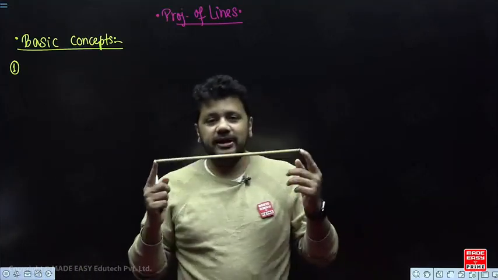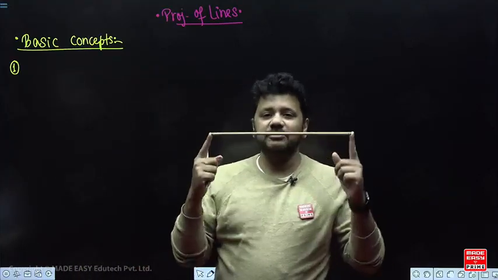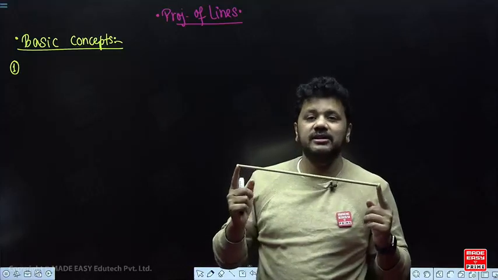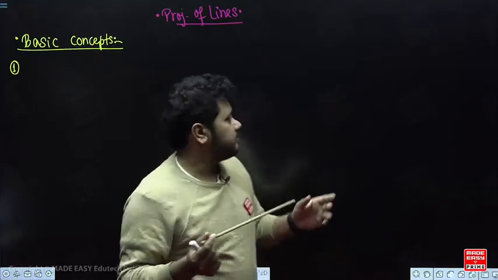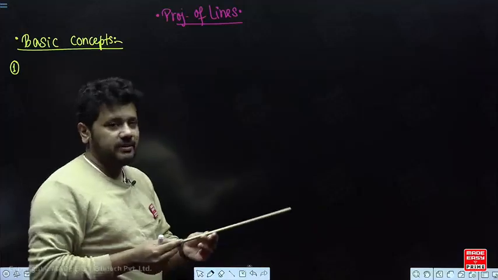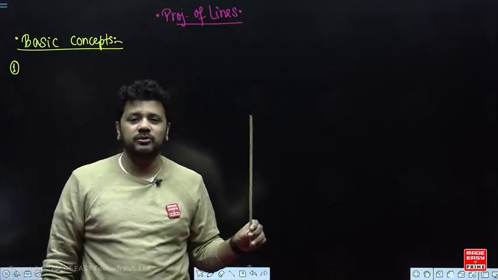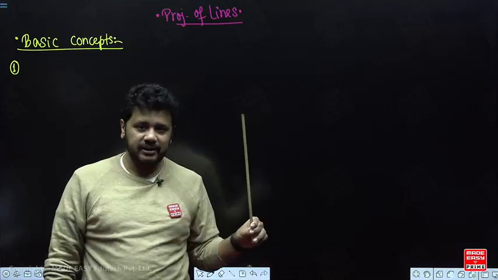Now this is the line. See, this line can be placed in 6 different ways in 3D. Suppose this is a vertical plane, this is the horizontal plane. The line can be kept like this. So what you will say? The line is perpendicular to HP and parallel to VP, correct?